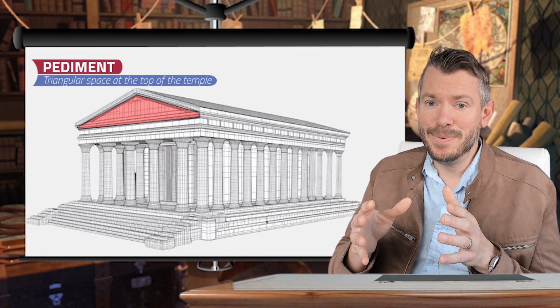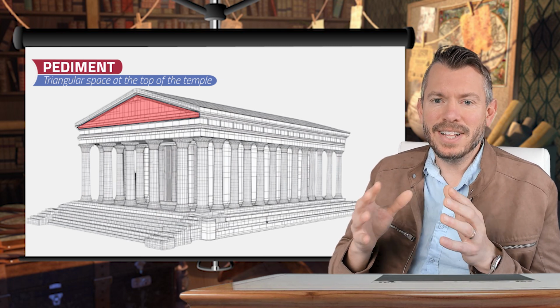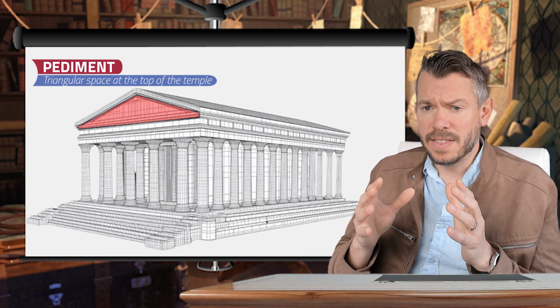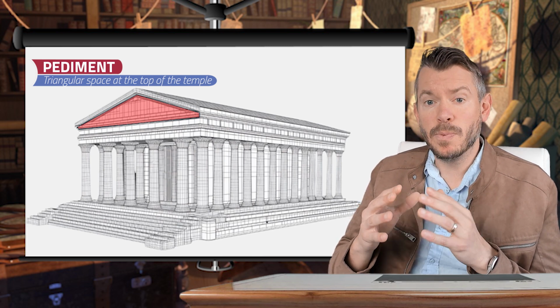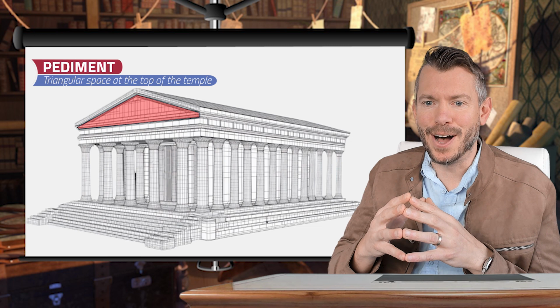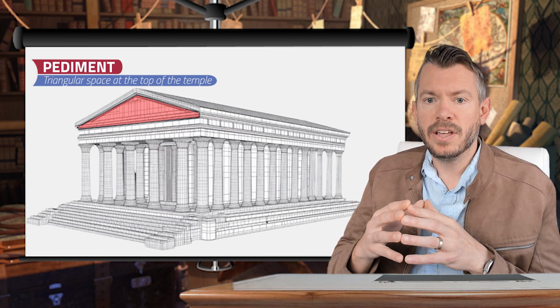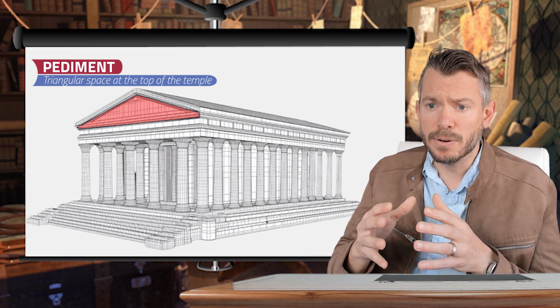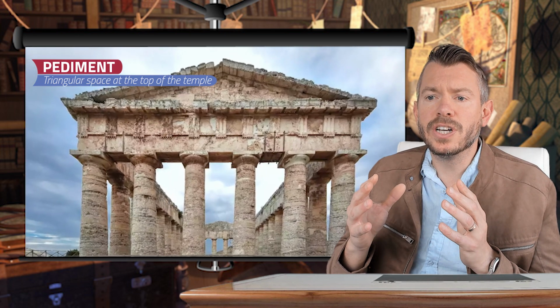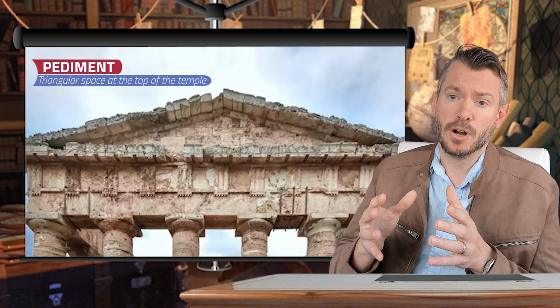Alright, now let's conclude with the pediment, where all the drama happens. Now let's look at the triangular space at the very top of the temple. That, my friend, is the pediment, and it's where Greek sculptors really got to show off. So pediments housed huge mythological scenes, like the birth of Athena on the Parthenon, or Zeus throwing down thunderbolts. These weren't just decoration. They told stories that reinforced the temple's purpose.